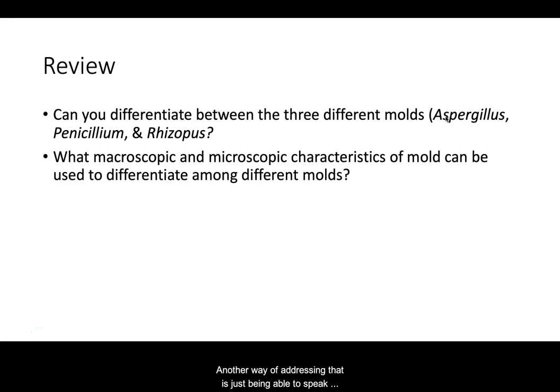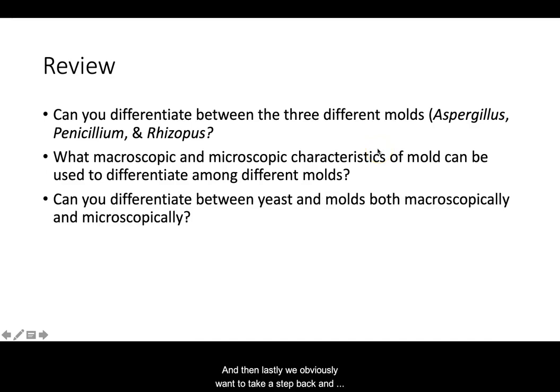Another way of addressing that is just being able to speak directly to what we can use microscopically across all molds. So rather than just talking about these specific 3, what can you look at microscopically and macroscopically of a mold that can be informative to help you identify what that mold might be? And then lastly, we obviously want to take a step back and understand the differences between yeast and mold. And so looking at both macroscopic and microscopic characteristics that you can use to say, oh, this has to be a yeast for these reasons, or this is a mold for this reason.